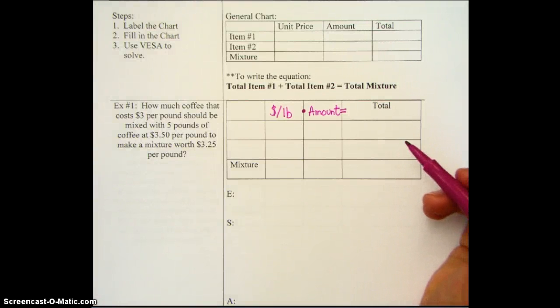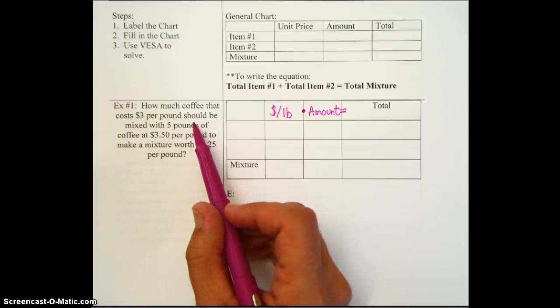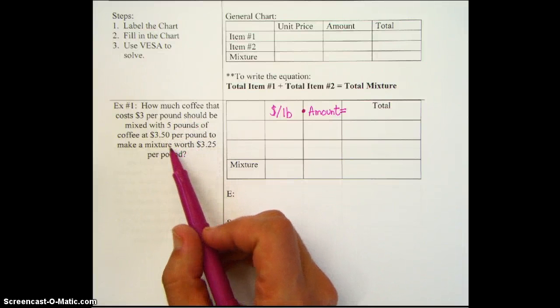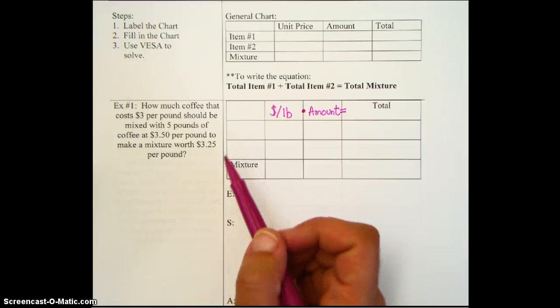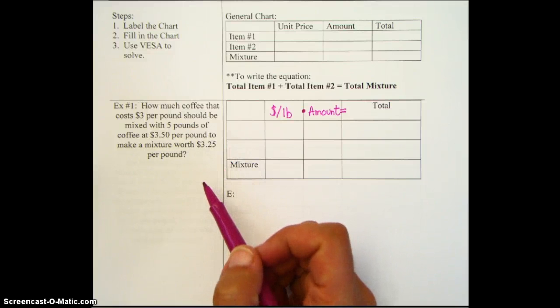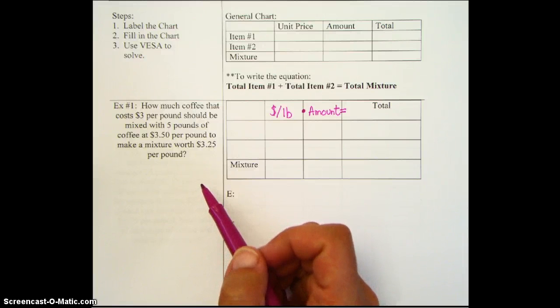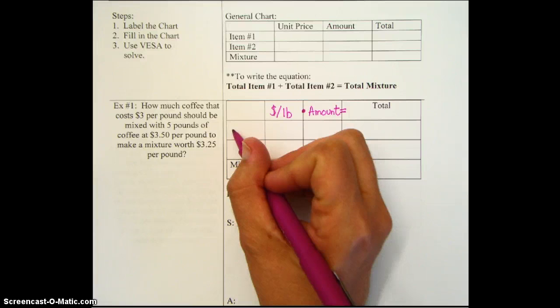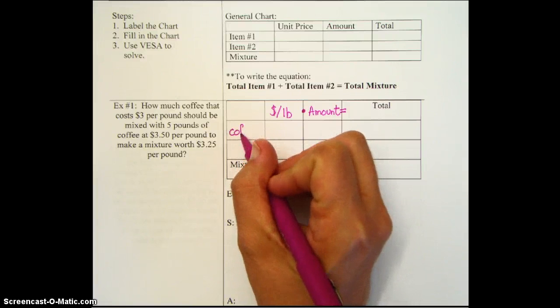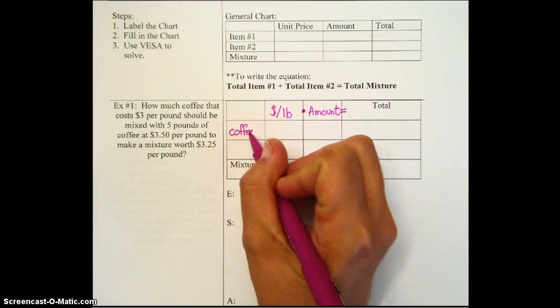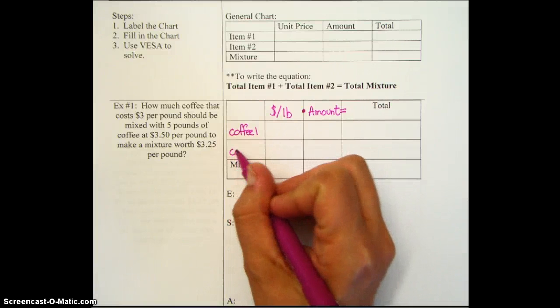How much coffee that costs $3 per pound should be mixed with 5 pounds of coffee at $3.50 per pound to make a mixture worth $3.25 per pound? So the first thing we need to ask ourselves is what type of items we have. And we have two types of coffee. So we're going to label coffee 1 and coffee number 2.